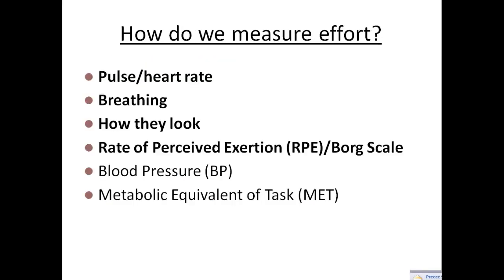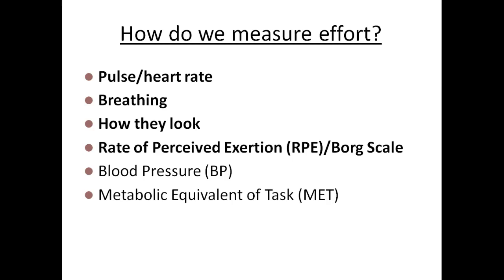So how do we measure effort? We've obviously got our pulse or our resting heart rate, going from 72 beats per minute to whatever our maximal heart rate was, 220 minus age, breathing from 12 to 20 breaths per minute, all the way up to however many breaths we need. Also, how does somebody look? If they look ill or unwell or red in the face, that's going to give you a good indication of blood being shunted from the core to the peripheries.